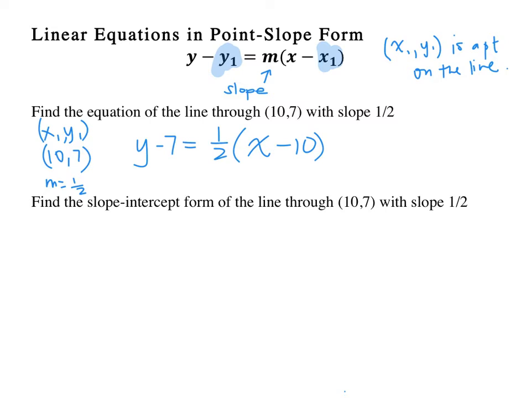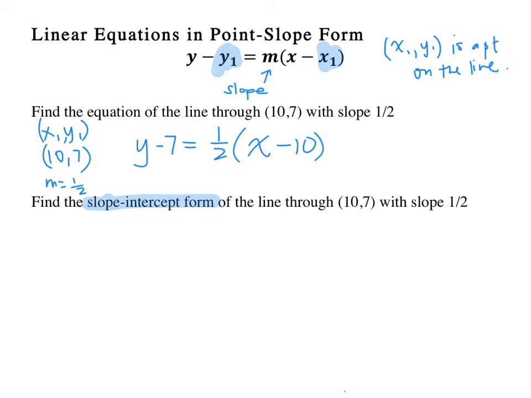Looking at this next one, find the slope-intercept form of the line through 10, 7 with slope 1/2. This is almost exactly the same, except now it wants the slope-intercept form of this line. I have the same point, it's the same line, but now I just want my equation in a different form. Whenever we say put something in slope-intercept form, it just means isolate y. So I want it to be y equals mx plus b. I want to isolate y, but I also want to distribute that 1/2.